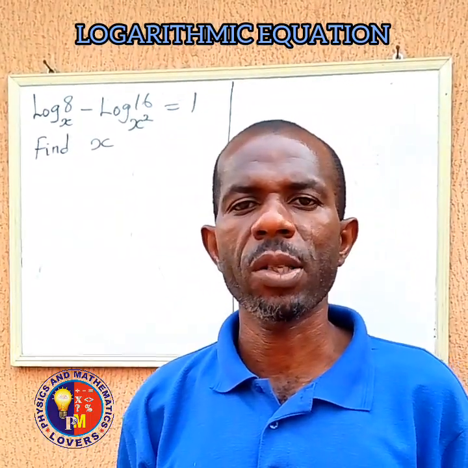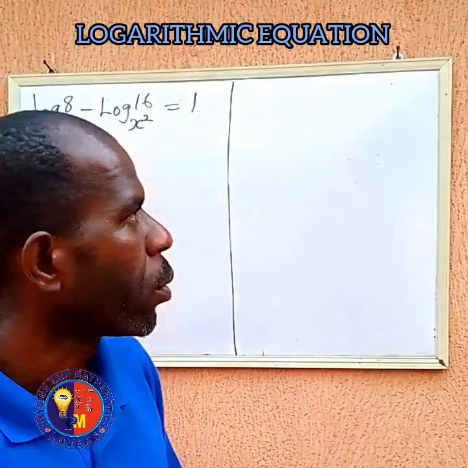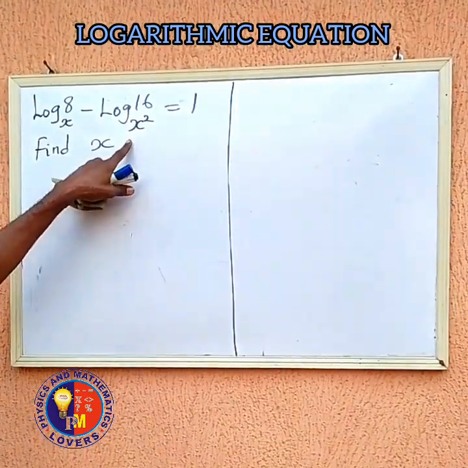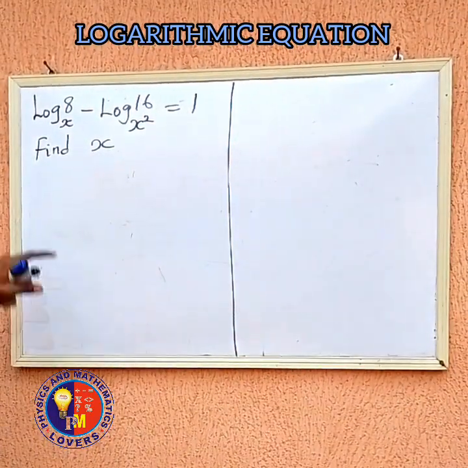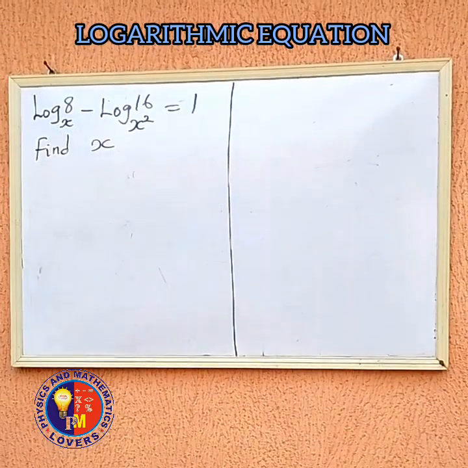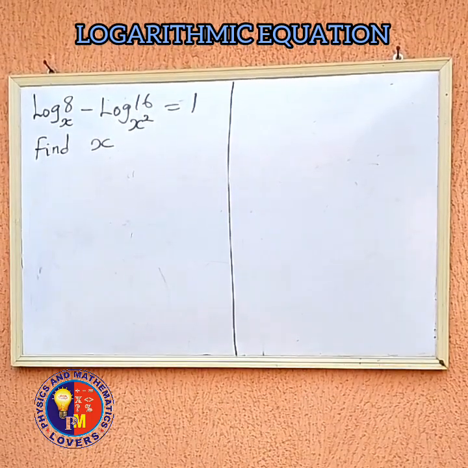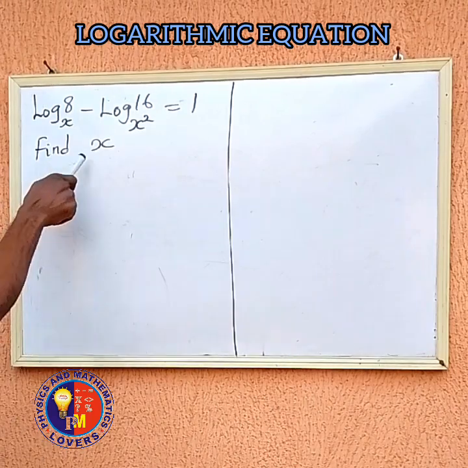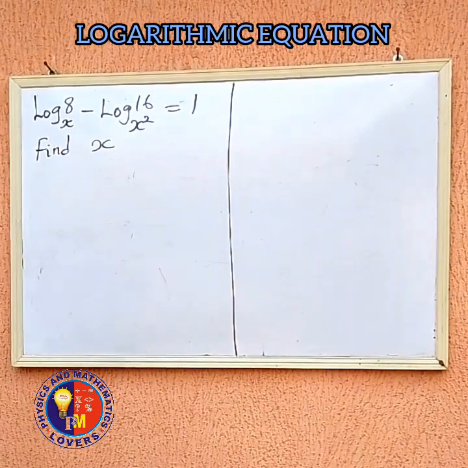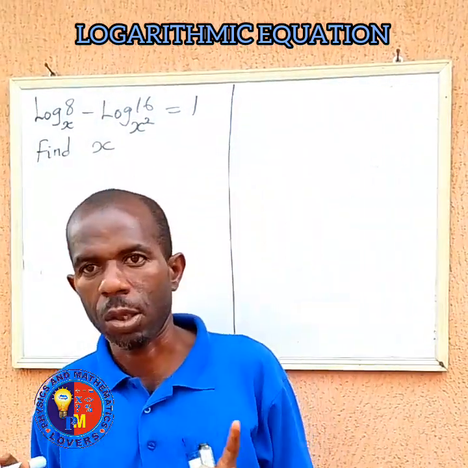In today's maths class, we are going to be solving this question on logarithm. The question says: log 8 to base x minus log 16 to base x squared equals 1. Find x. We know that logarithm is very easy and simple.